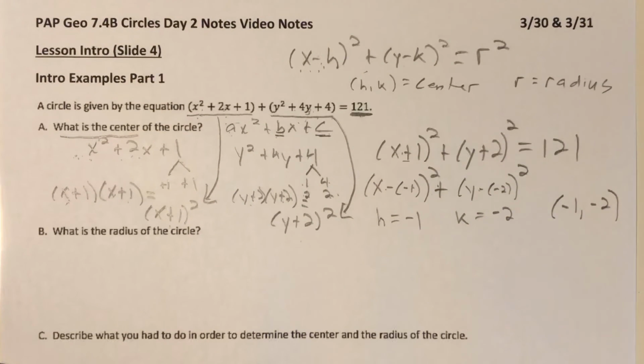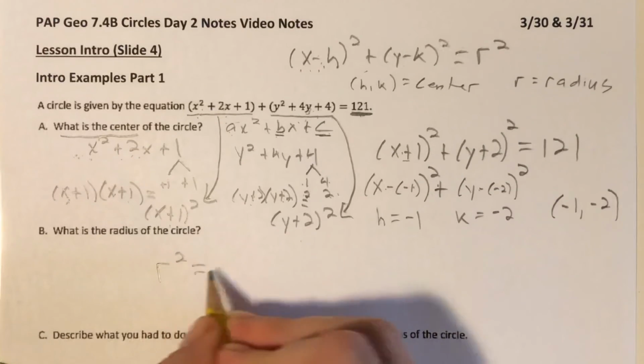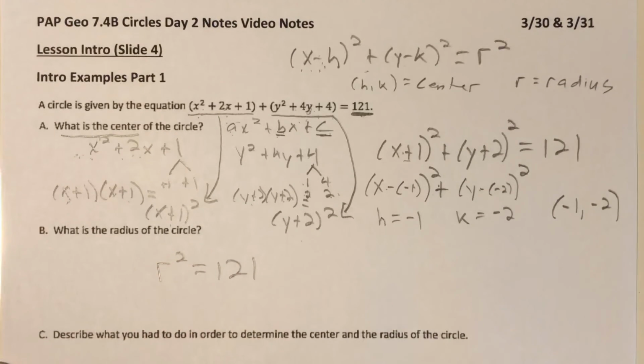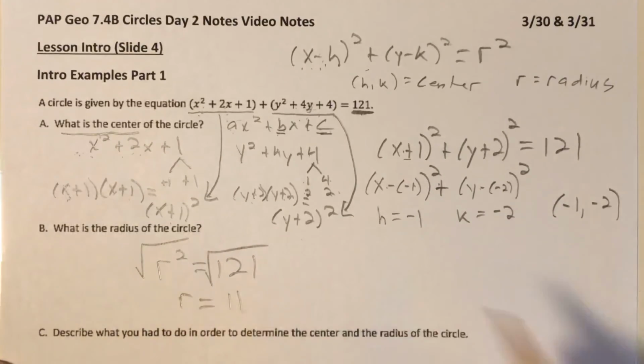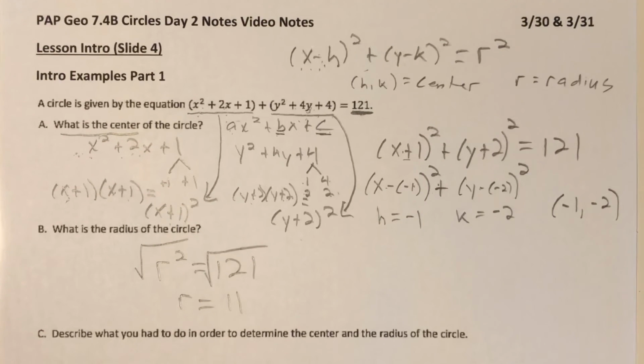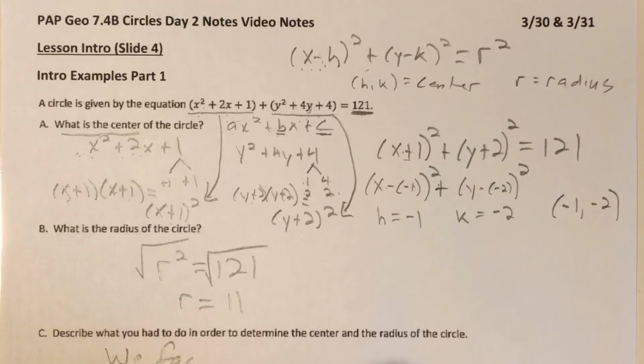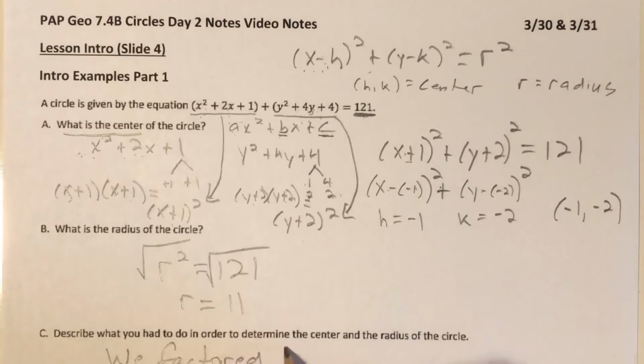And then it asked me what the radius was. Okay? Well, I know that r squared is 121. And so in order to find the length of the radius, I just need to take the square root of both sides. So the length of my radius is going to be 11. Okay? So describe what you had to do in order to determine the center and the radius of the circle. We had to factor the x terms into a perfect square. And then we factored the y terms into a perfect square.